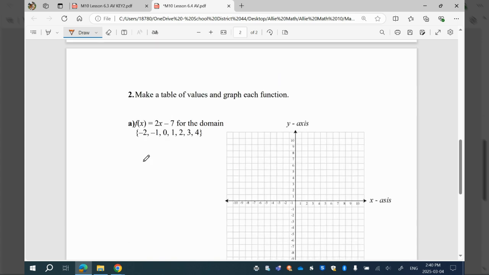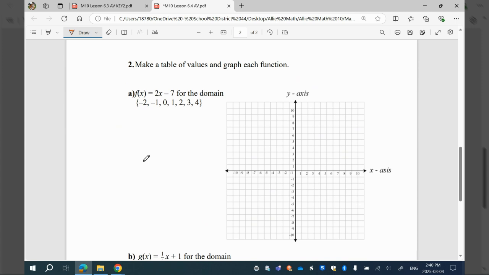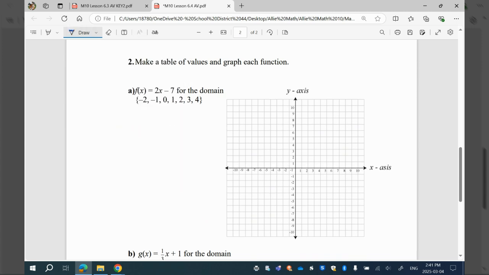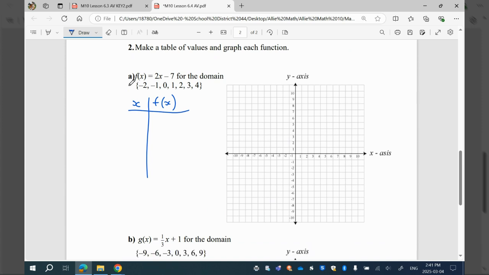Make a table of values and graph each function. So we're going to be solving a number of f of x's. Let's make a table of values. We've got x on one side, and our f of x is on the other side. And let's do it. So first one, we input -2 in for the x. 2 times -2 subtract 7. That's -4 subtract 7. So when x is -2, f of x is -11.